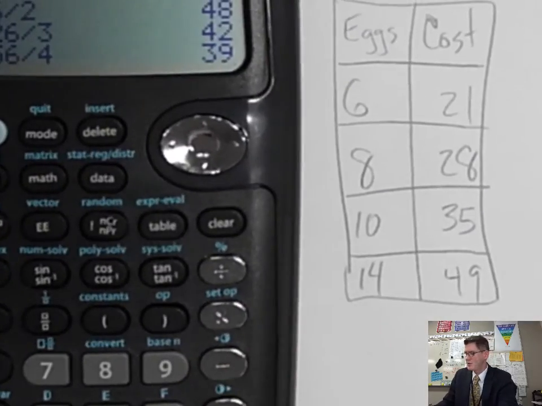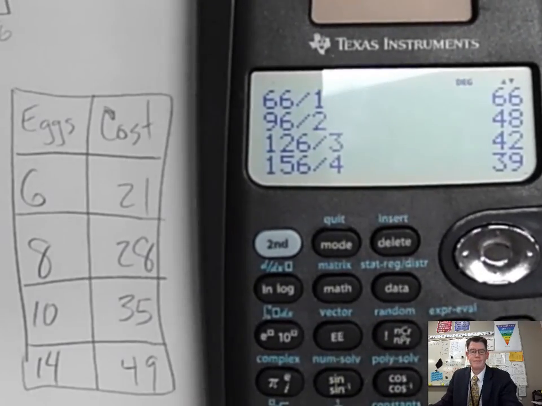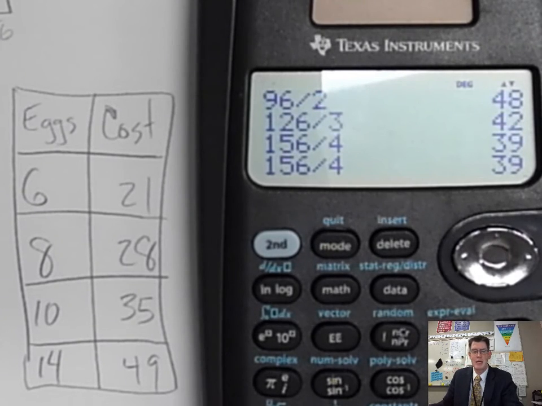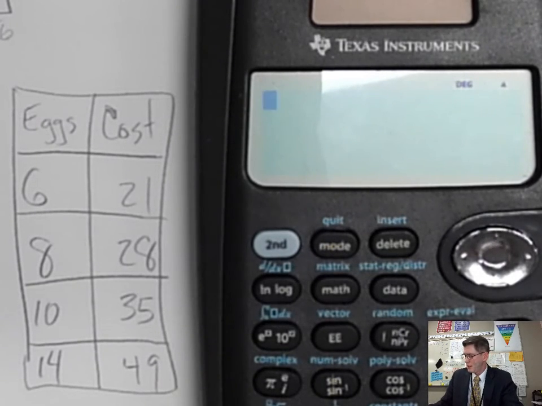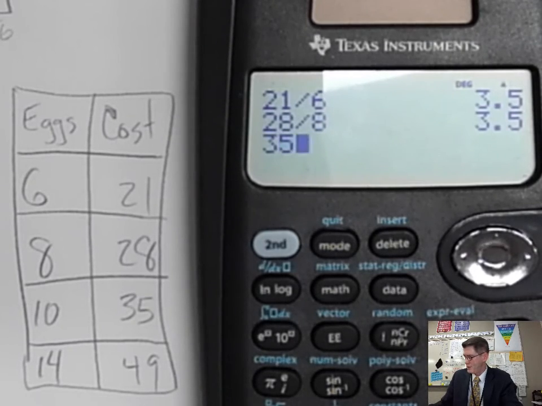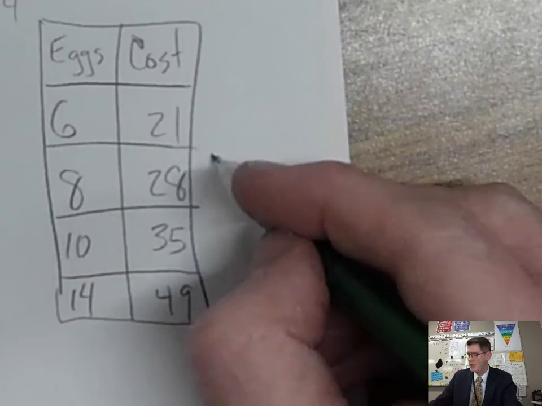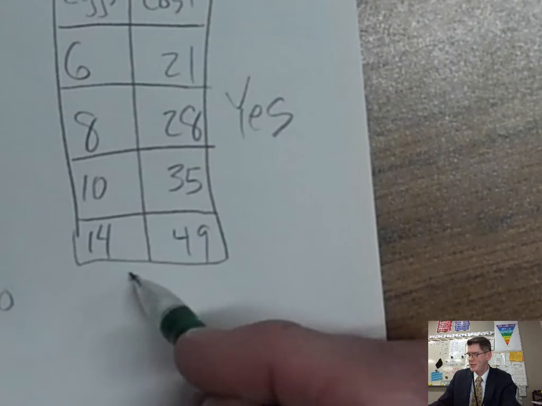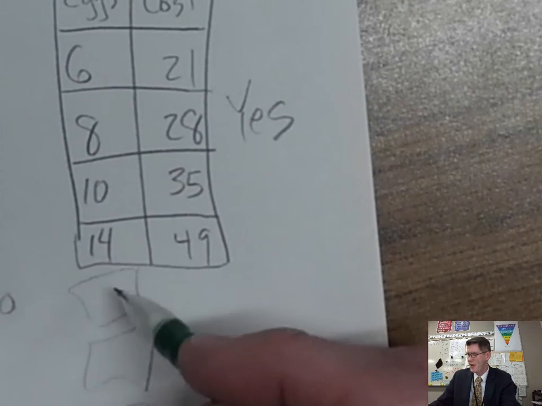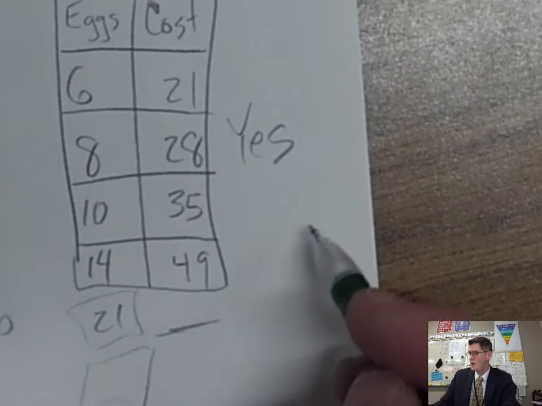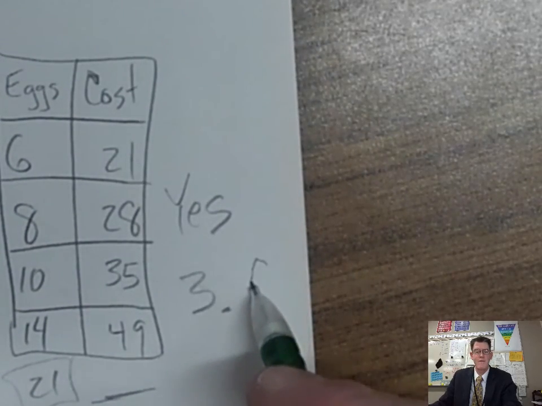And what about this last one? Eggs, eggs costing that much money. I'm going to do the 21 divided by 6 and the 28 divided by 8 and the 35 divided by 10 and the 49 divided by 14. Do those all give me a proportional relationship? Yes, they do. So if that's the case, then I can determine any one of these. I can figure out what the other one is because they're all related in a 3.5 times way.